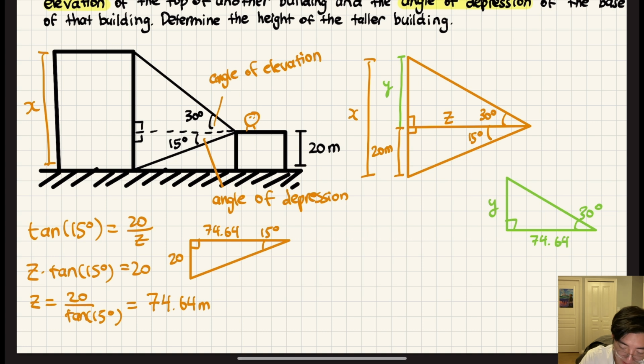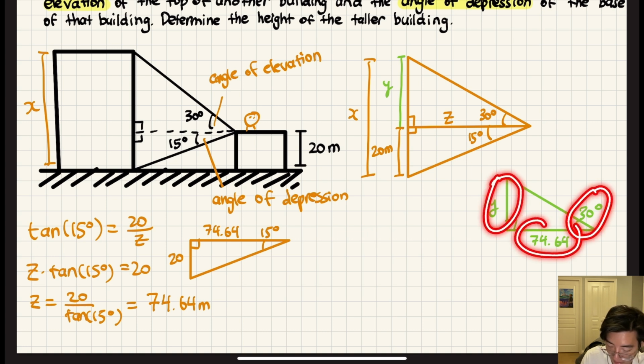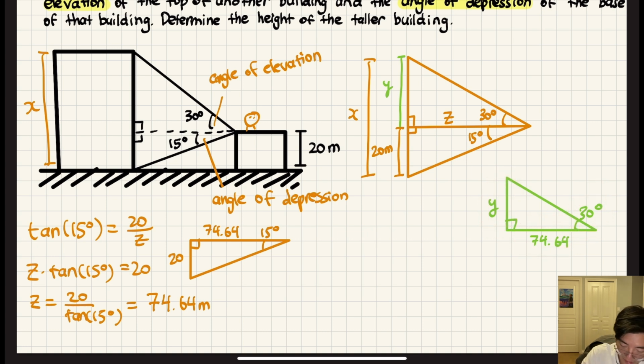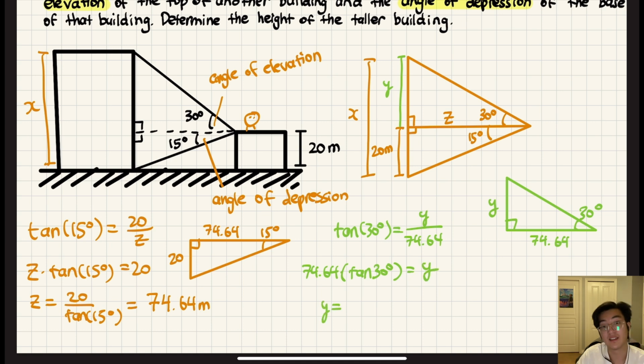So what we can do is notice that from this angle, here's the opposite, here's the adjacent. So the tangent of 30 degrees is equal to the opposite, which is y, over the adjacent, which is 74.64. And then we multiply everything by 74.64 to get rid of any pesky fractions and to isolate for y. In a calculator, y equals 47.09 meters. Okay, so now we know what y is.